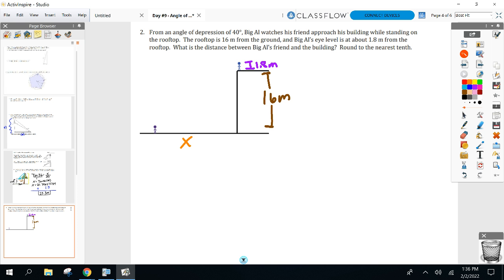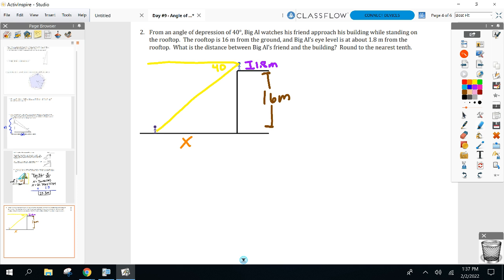All right, let's get back to the 40-degree angle of depression. 40-degree angle of depression. Let me draw it out. So I know he's looking straight ahead. Big Al's looking straight ahead, and he's like, oh, there's my boy down below. There he is. See the angle he created right there? 40 degrees. From straight ahead looking down, 40 degrees.